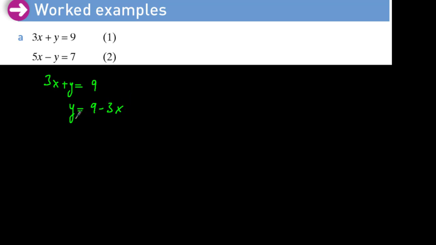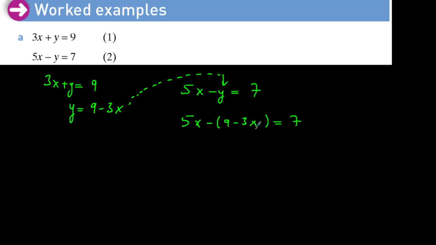What I made here is y the subject of the equation. Now, in the second equation, 5x minus y is equal to 7. I'm going to substitute the y value inside this equation, which is 5x minus (9 minus 3x) is equal to 7.